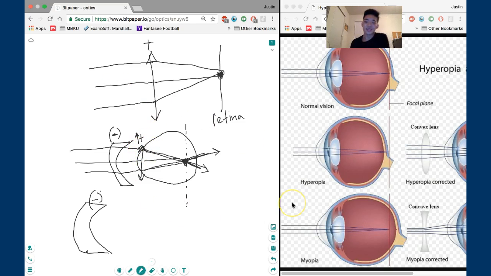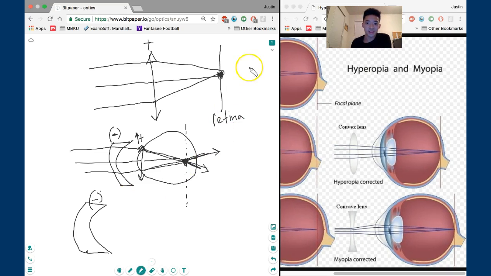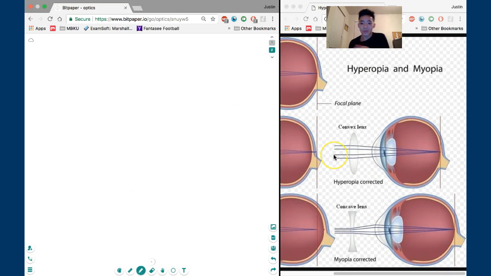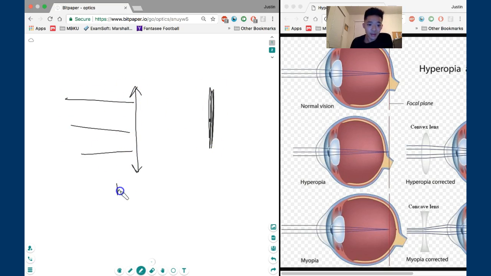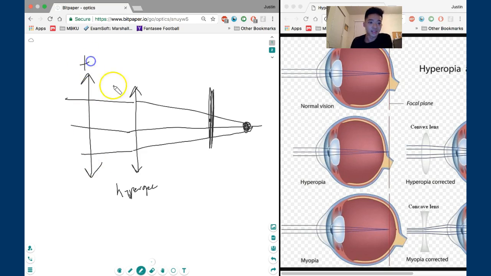So for the hyperope, what happens is that the eye does not converge enough. So it's still converging, but if this is the retina, and you want it to land here, for a hyperope it'll converge way over here. So you're going to prescribe a hyperope a plus lens, right?